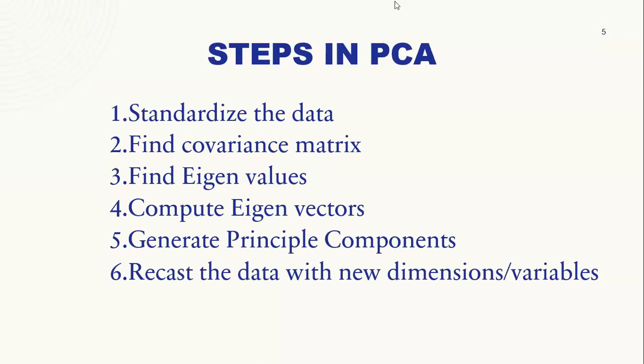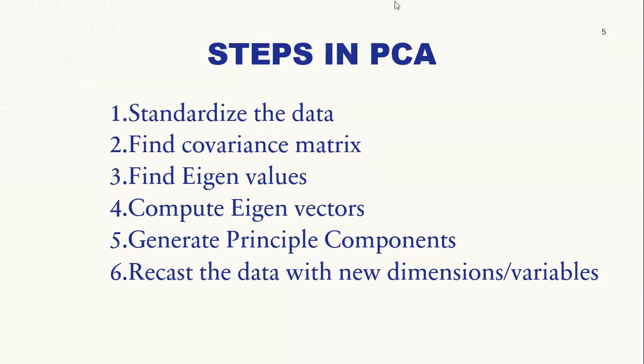So these new columns are called principal components. The process of PCA is to convert all these 39 independent variables, or whatever you have, into a fewer number of independent variables called principal components. And these principal components are now being used in place of the old 39 columns. So these are the steps.